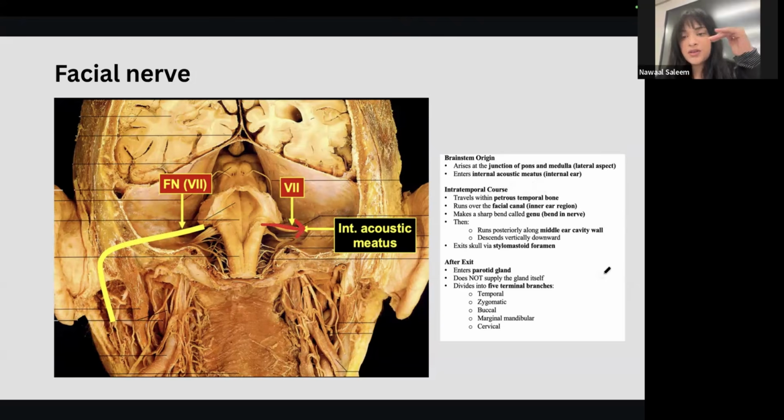It travels within the petrous temporal bone, runs over the facial canal, and then has the genu, the bend, and then it runs posteriorly along the middle ear cavity and descends vertically downward. We talked about this. So it exits at the stylomastoid foramen. After the exit, it enters the parotid gland. Okay, and this is where it's the motor, the car, the Zanzibar, right?